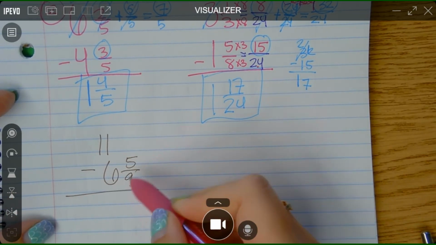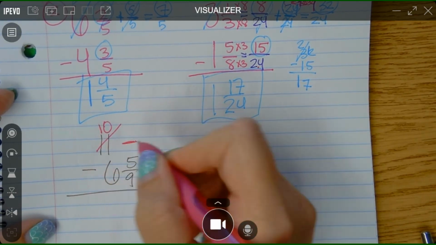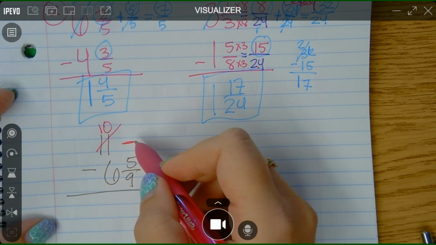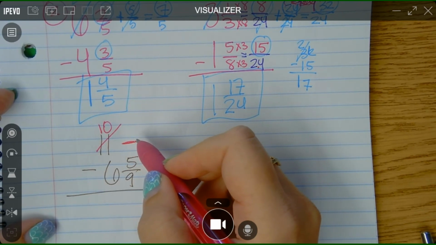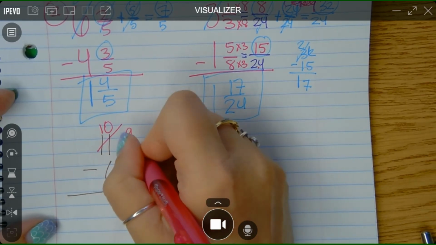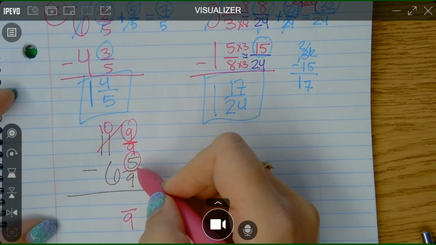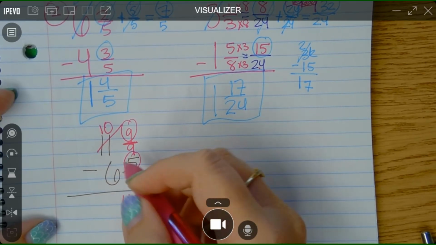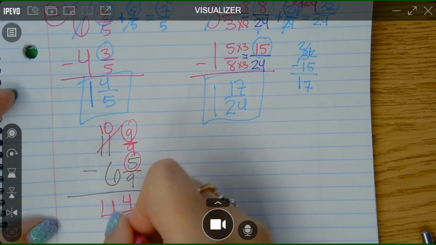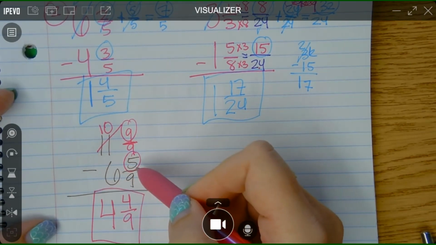You can't take something from nothing, so you borrowed from the whole number, and then you're going to add 1 as the same number over itself. What number did you pick? You wanted the denominator to be a 9, right? So pick 9 over 9. Now subtract those numerators. 9 minus 5 is 4. And what's 10 minus 6? 4. You'll notice I'm circling the numerators. It kind of just helps me zero in on which numbers to add or subtract, right?